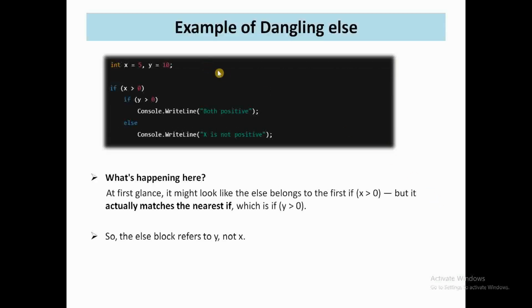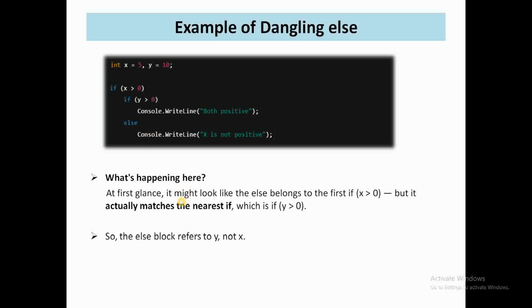Suppose we have a dangling else example. We have integer values, and we are using nested if conditions. Outside we have an if condition, that is x greater than 0, and inside we are implementing an if else block. So for this else block we cannot tell whether it is working with this if or the outside if. So we have to provide braces to make the code maintainable, and the code should be in a sequence.